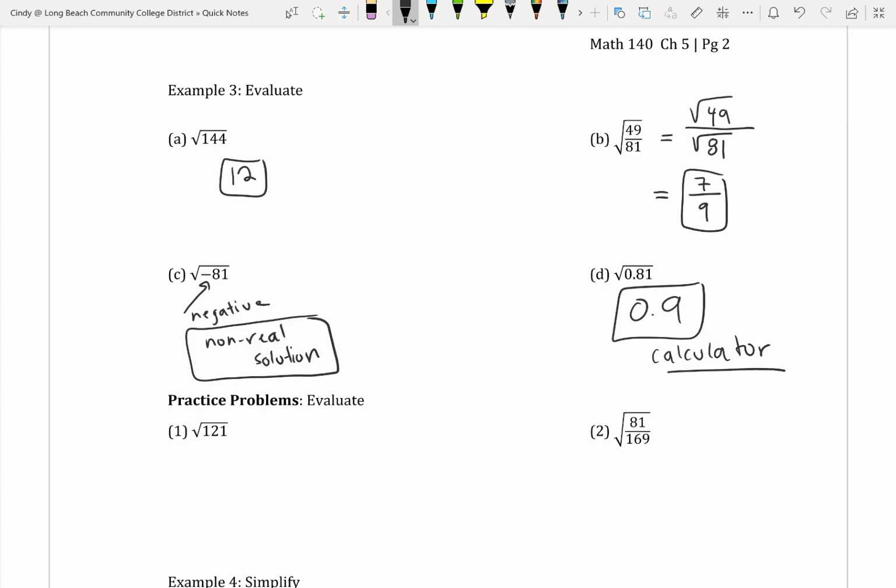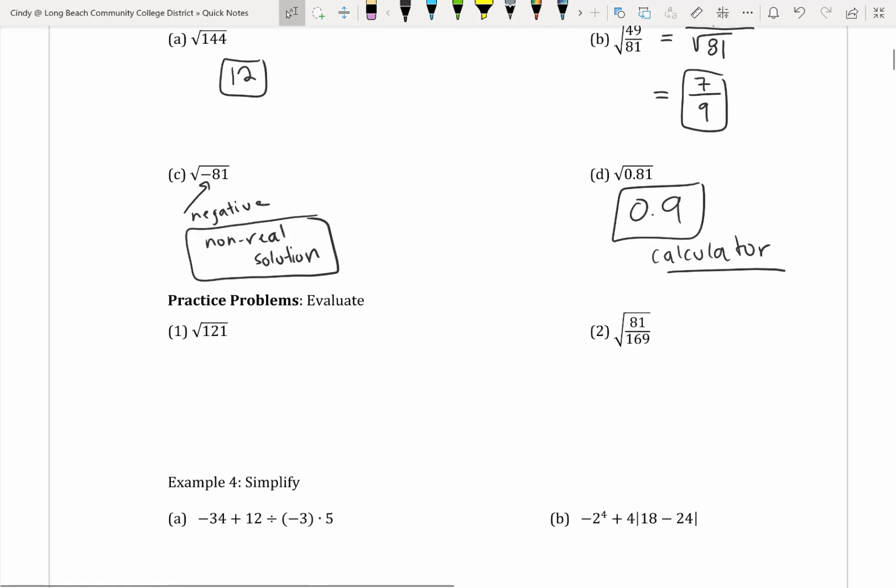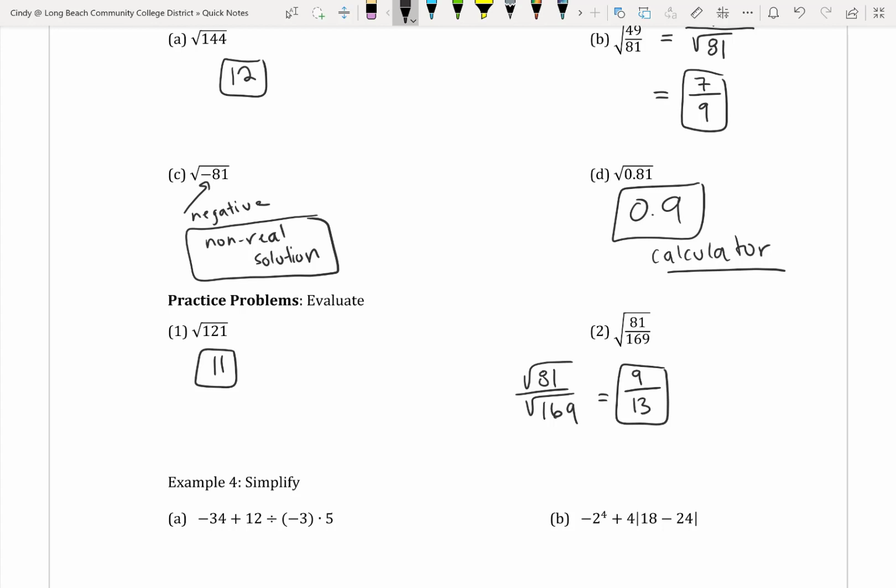Okay. Down below we have some practice problems. So we have the square root of 121, and we plug that in, it's going to be 11. Again, for this one, I can split it, the square root of 81 over the square root of 169. So we already know that the square root of 81 is 9, and the square root of 169 is actually 13. So my answer here is 9/13.